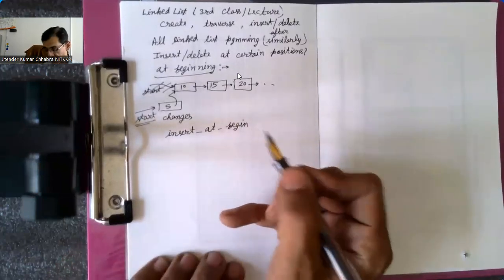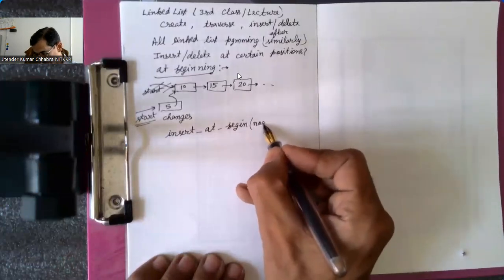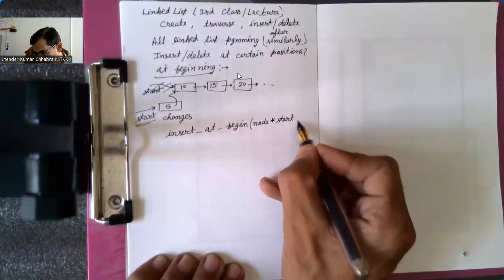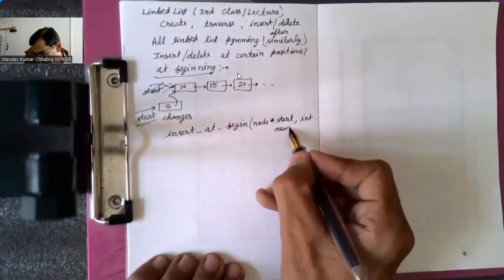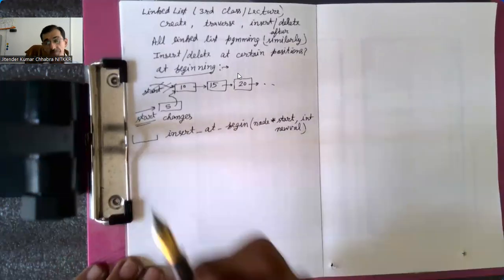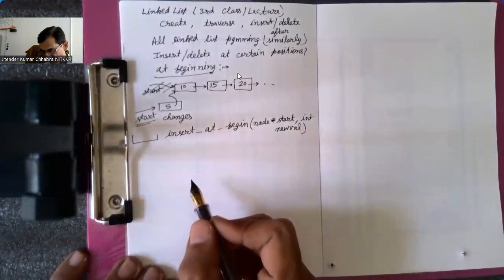Insert at begin is to be written as a separate function. So what should be the parameters? Obviously, start needs to be sent. The new value, which is to be inserted, also needs to be sent. What should it return? Earlier, we said that it can be void because nothing else was changing.